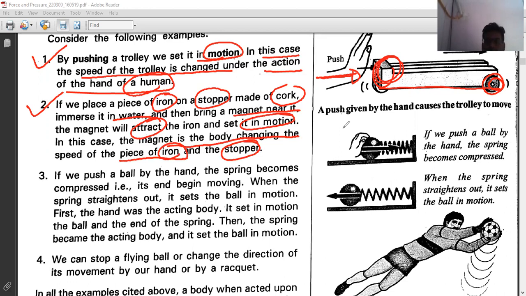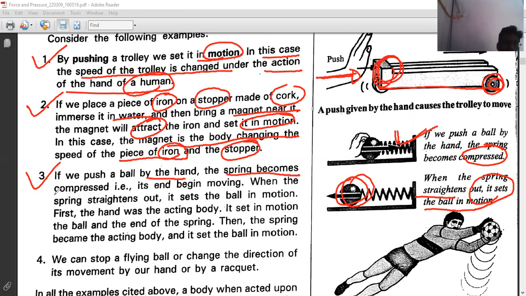You can see that a push by hand caused the trolley to move. Now look at the next example of force. If we push a ball by hand, the spring becomes compressed and the end begins moving. When the spring stretches out, it also sets into motion.